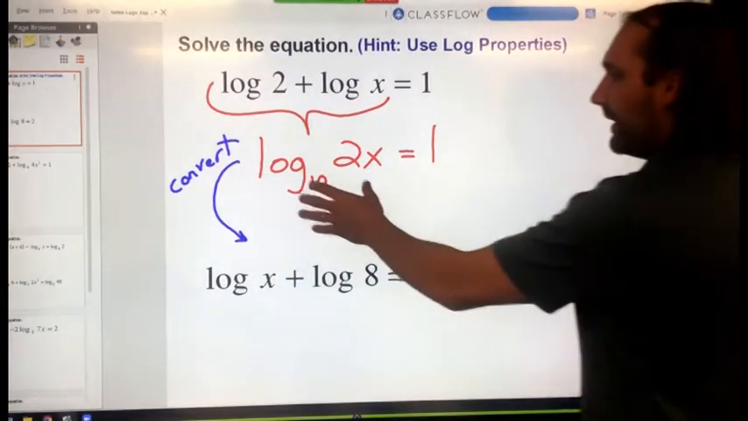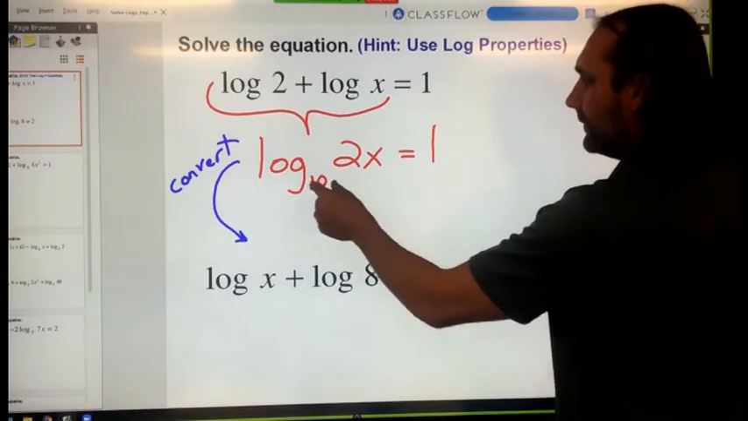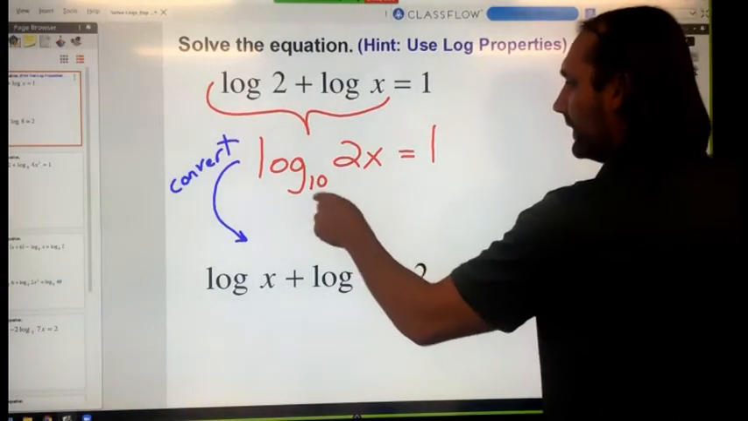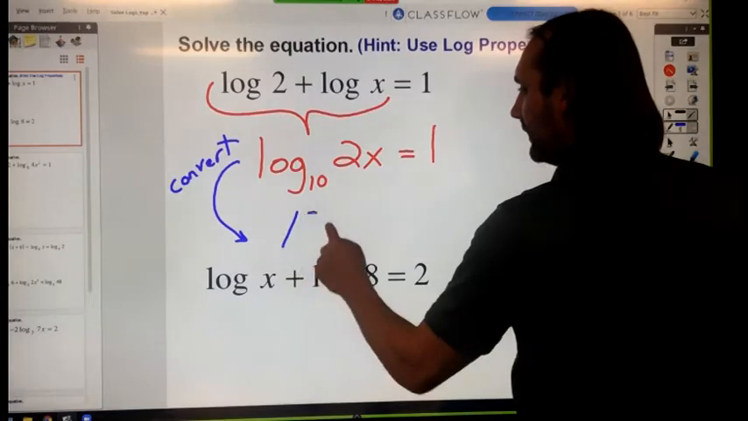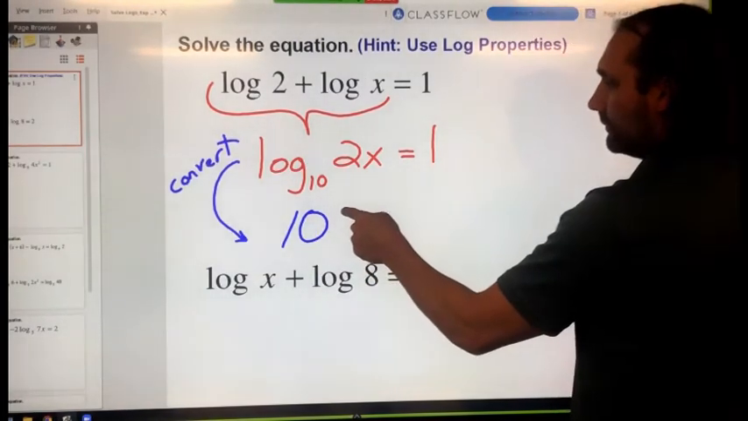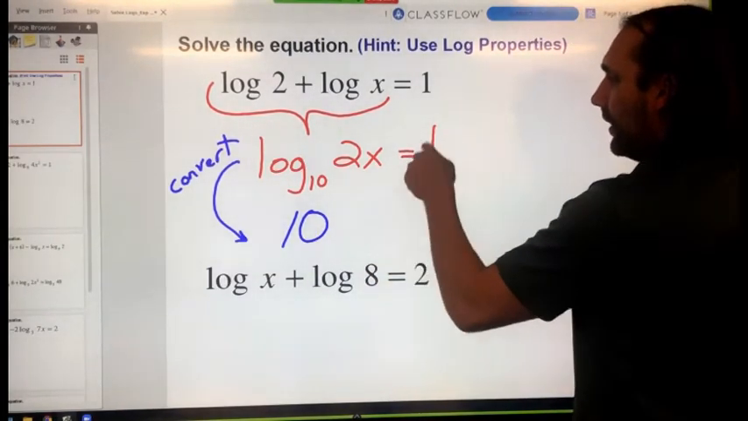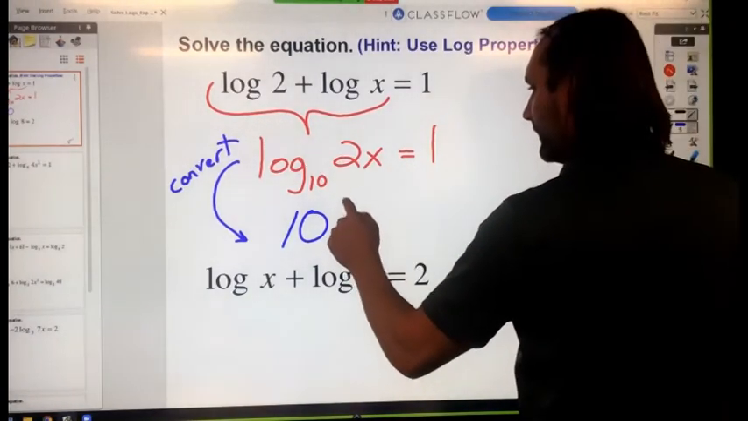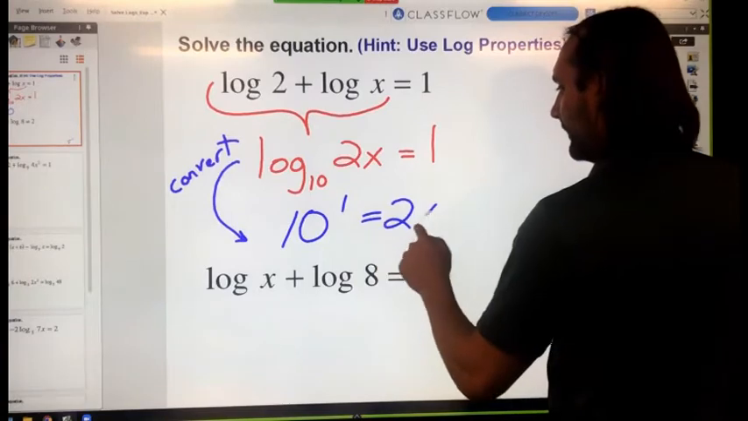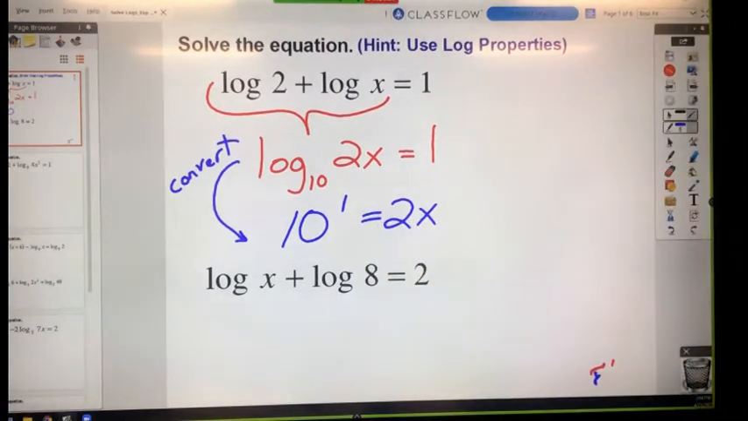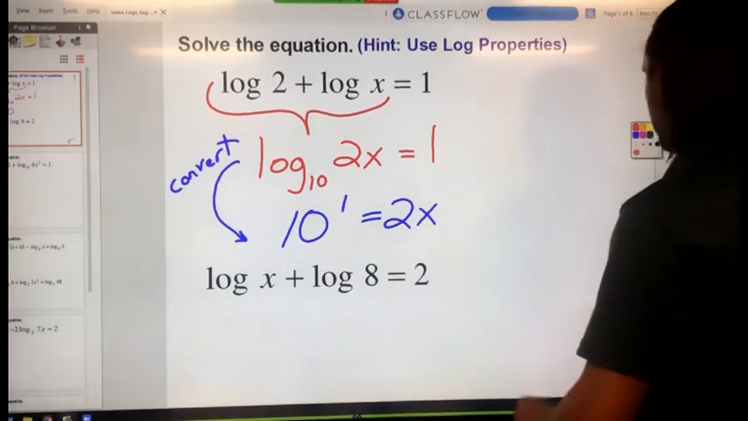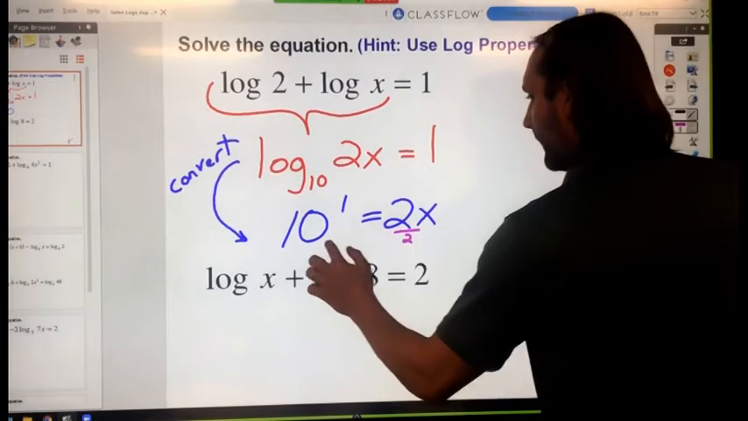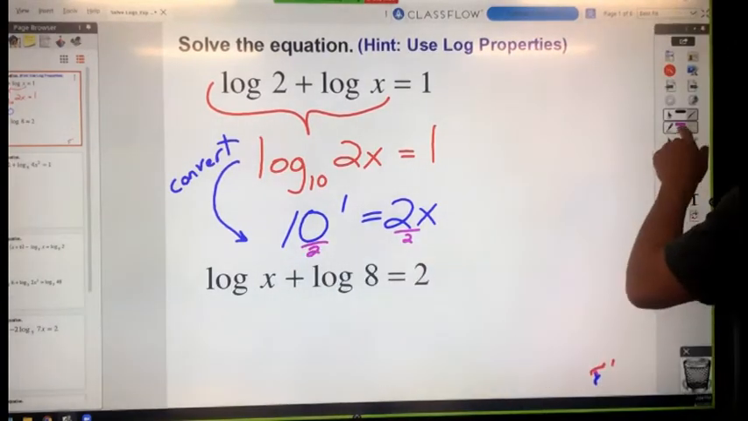So what's the base of my exponent? I have 10, 2x, and 1. My base would be 10, the same base as the log 10. What's the power? 1. The power is always going to be what your log equals, so this number over here on the other side. So 10 to the first power equals 2x. Now look how that's a lot easier equation to solve for x. So what would you do next? Divide by 2 on both sides, and you end up with x equals 5.